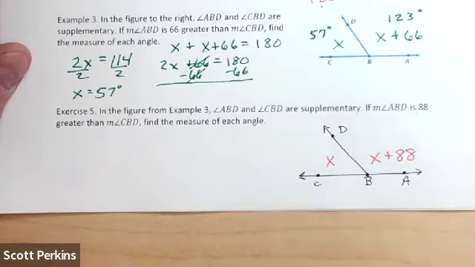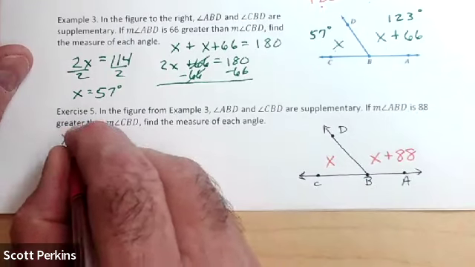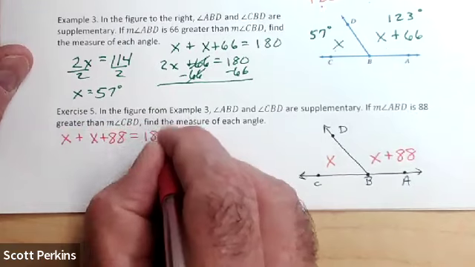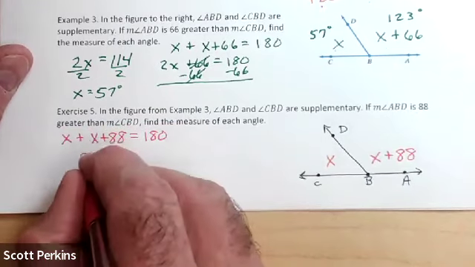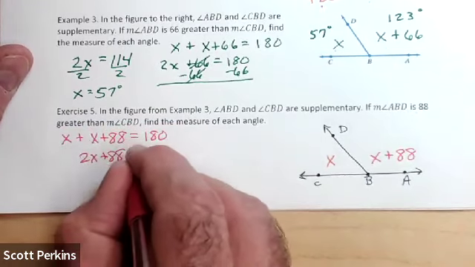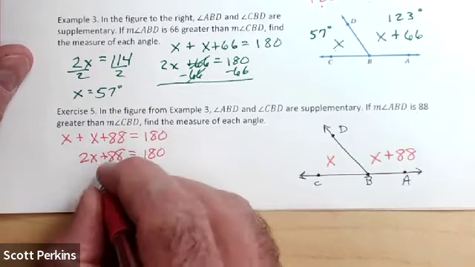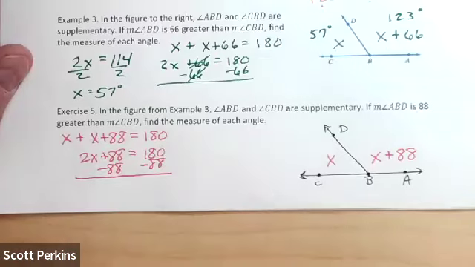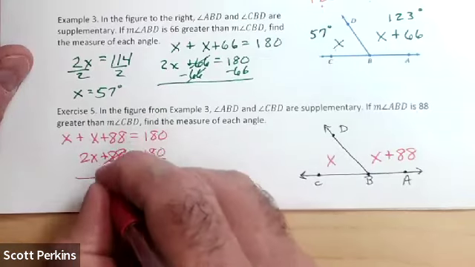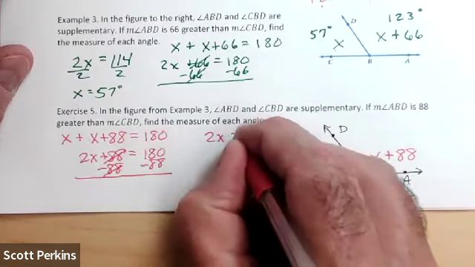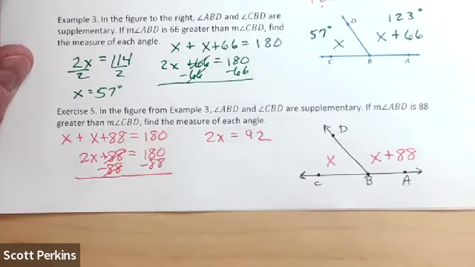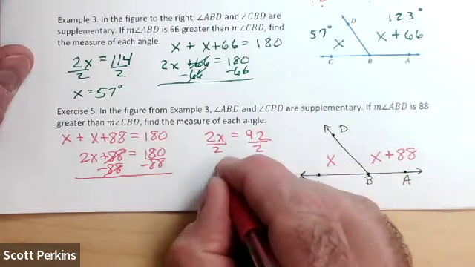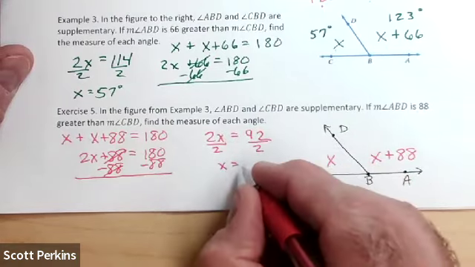So now they're supplements. So that means x plus the second angle, x plus 88 equals 180. x plus x is 2x, as we've seen the other couple times we've done this. I'm going to subtract the 88. We always do the reverse. And 180 minus 88 is going to give me 92, I think. And then when I divide by 2 on both sides, I get x is equal to, what, 46?